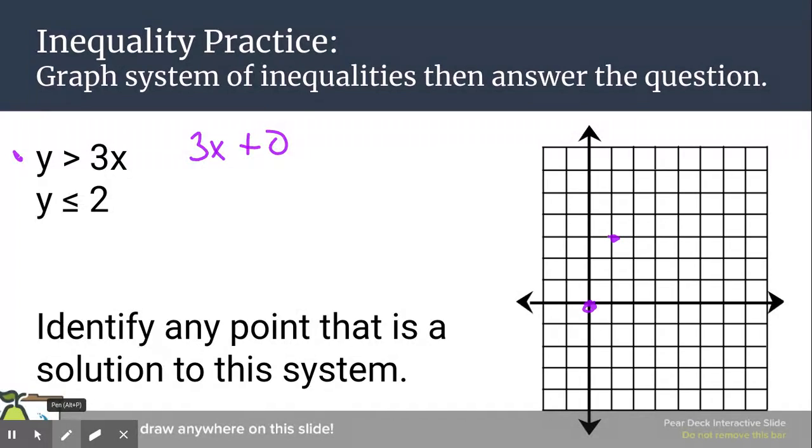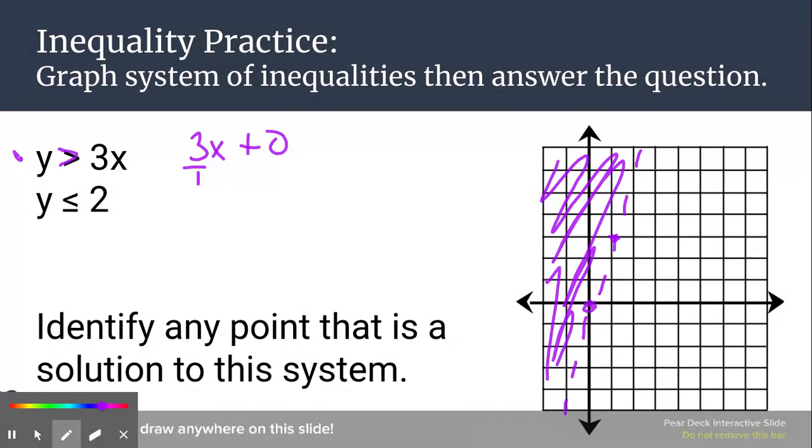I always run to the right. This is like 3 over 1, x plus 0. And I'm going to put a dash line in because I know that this is just greater than and not equal to. Because it's greater than, I want the y's that are above the line, and I'm going to shade in above the line. Let's change the color here. We'll go to a nice blue. We'll do this one in blue, put a little mark so I know.